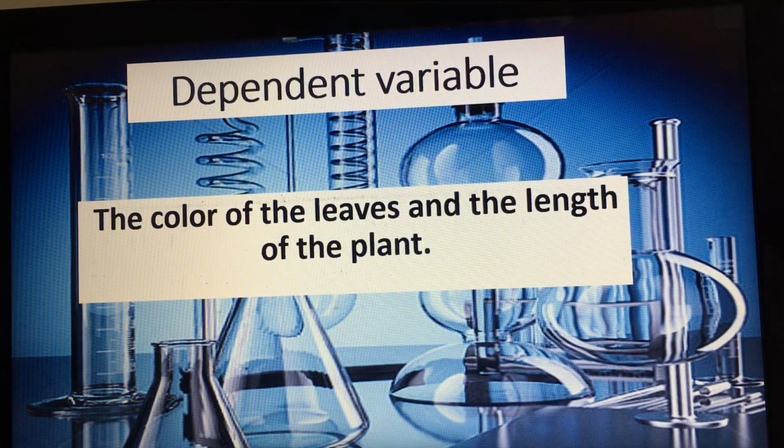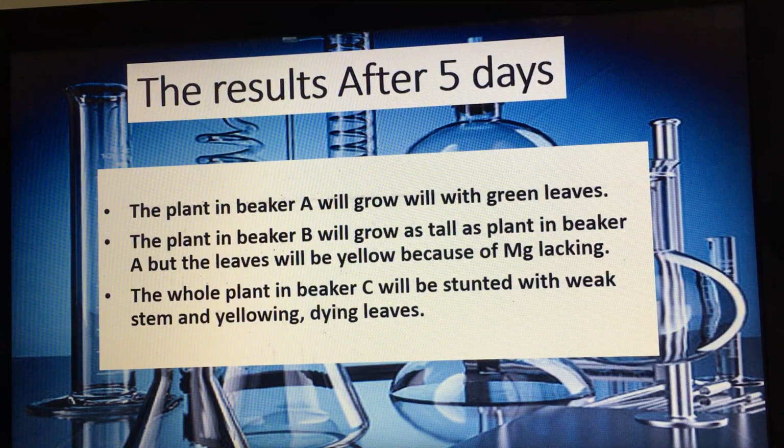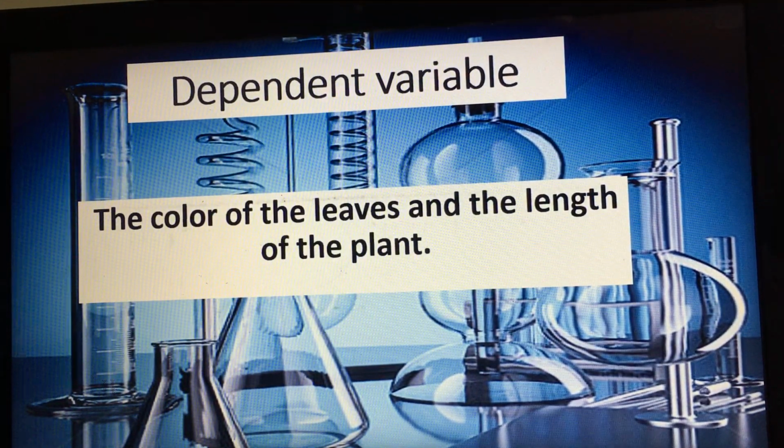Actually, the color of the leaves and the length of the plants are the dependent variables, because in plant A, as we said, the plant grows well with green leaves, but the plant in beaker B will grow as tall as the plant in beaker A, but the leaves will be yellow because of magnesium lack. And the plant in beaker C will be stunted with a weak stem and yellowing leaves. So that's the dependent variable.